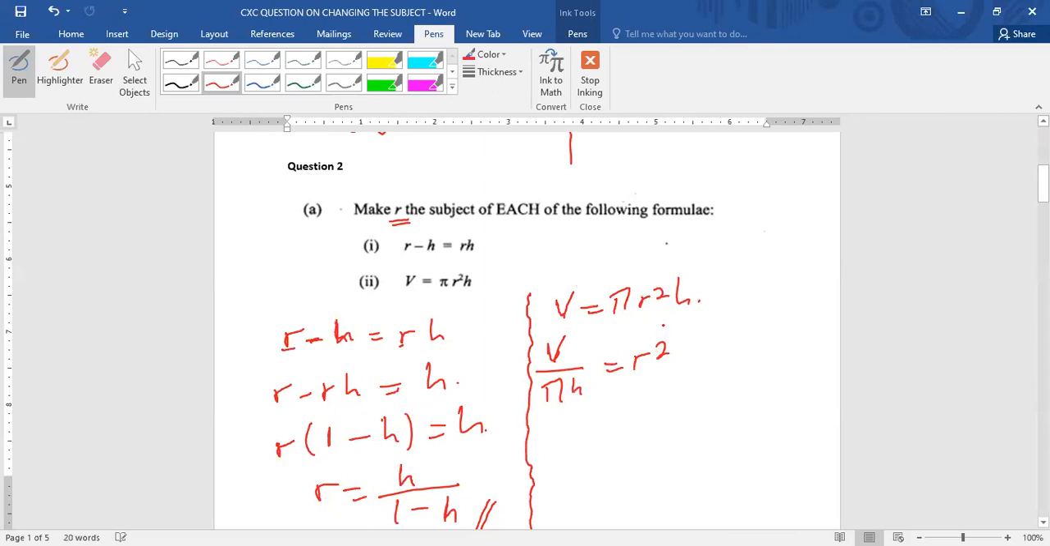Now, then we get rid of the square. What's the opposite of square? Square root. So you say V over pi H, equal to R. So to the left, R is equal to square root of V over pi H.